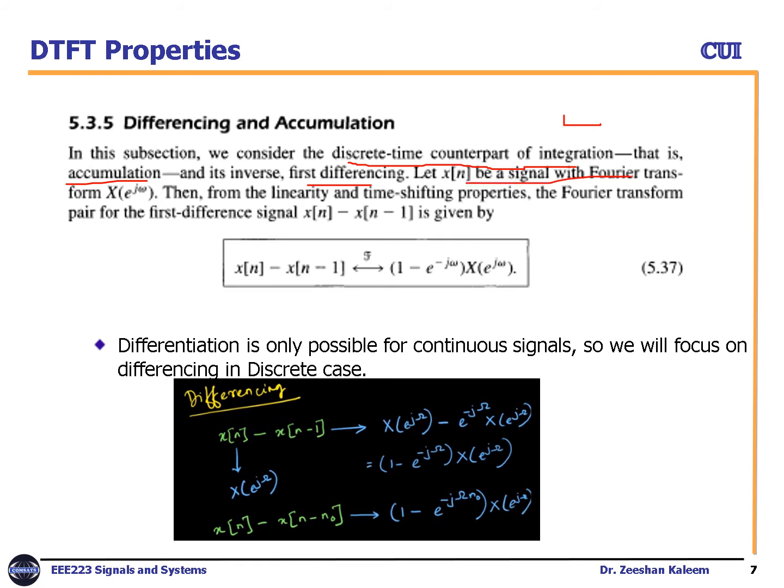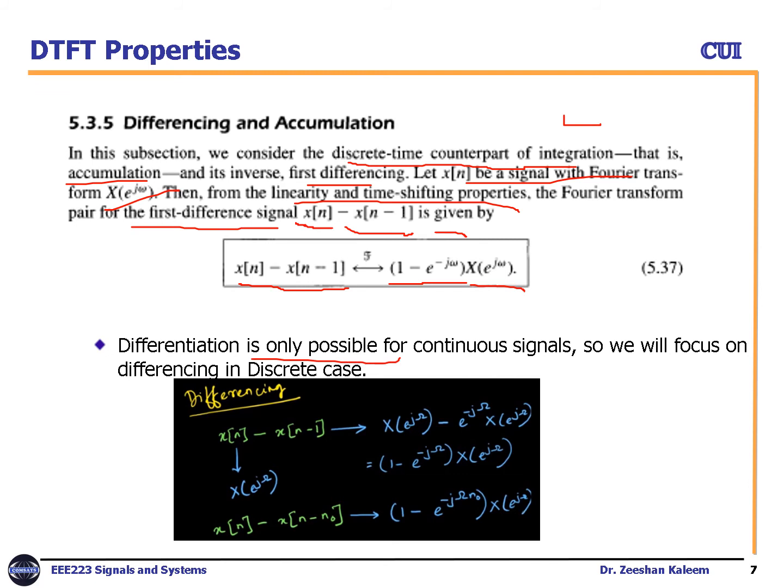Let x[n] be a signal with Fourier transform X(e^{jω}). Then from the linearity and time shifting properties, the Fourier transform of the first difference signal can be found. The difference is the discrete counterpart of differentiation, whereas accumulation is equivalent to integration. So how to find the difference of a signal? By using the time shifting and the linearity property. According to the time shifting property, for example, x[n] minus x[n-1], if you take the Fourier transform, you will get (1 - e^{-jω}) X(e^{jω}). How do you get this? Let's see here.